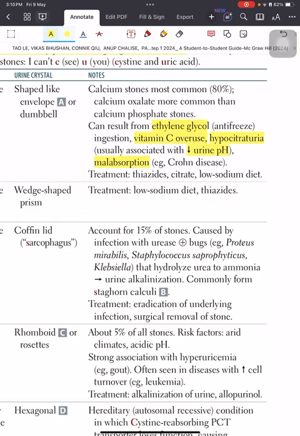And then malabsorption. I think I discussed this before, how in Crohn's disease there's malabsorption, so all the oxalate just probably precipitates and forms stones in the kidney, right? So how do you treat it? You treat it with thiazide, citrate, and then a low sodium diet.